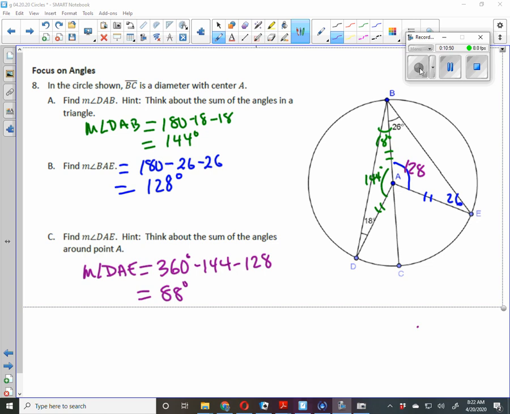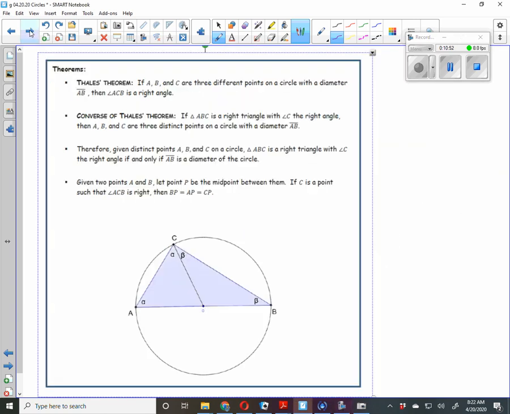Okay, that's a good introduction to circles. You've got your theorems here that you're hopefully paying attention to. You know you've got a right angle. You know all radii are congruent. You've got diameter. Good luck.